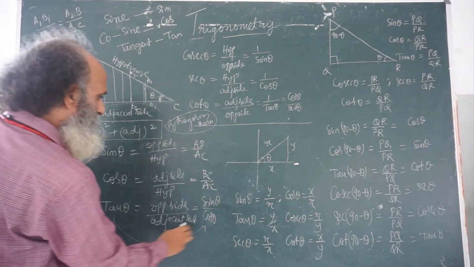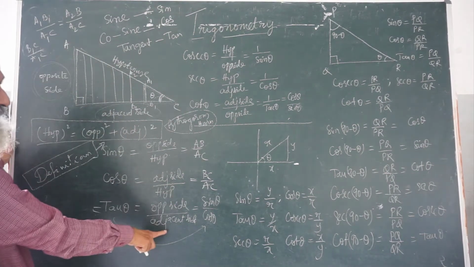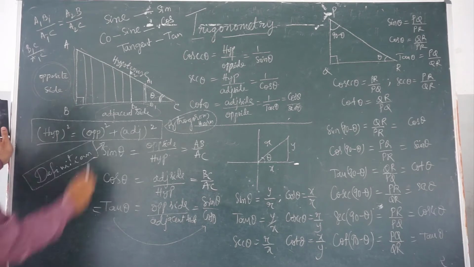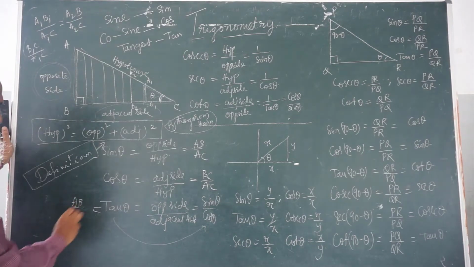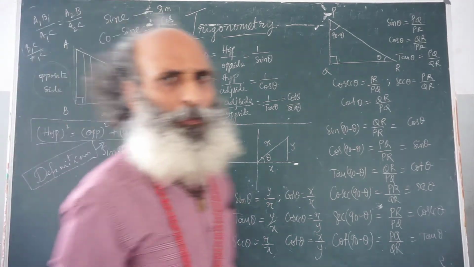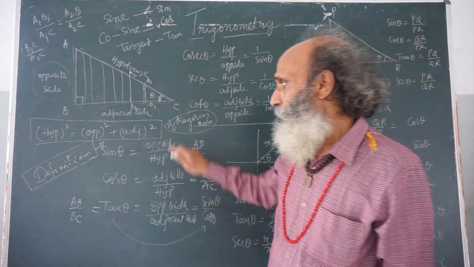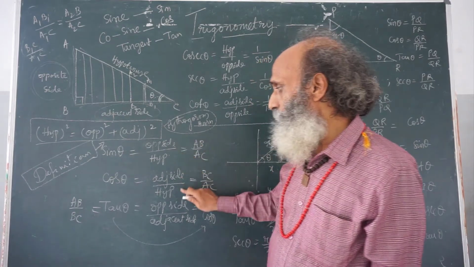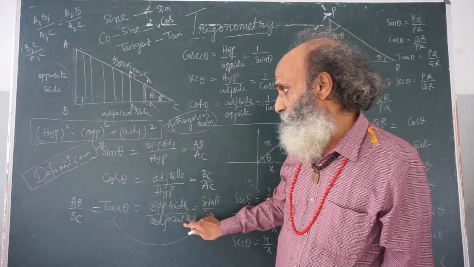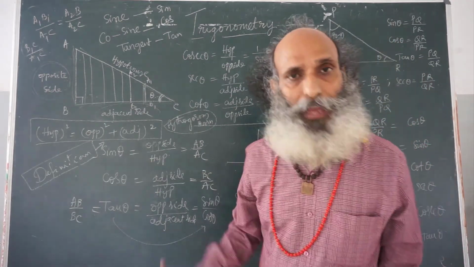So tan theta is equal to opposite side by adjacent side. What is the opposite side? AB and the adjacent side BC. You must always remember sin theta, cos theta, tan theta as opposite side by hypotenuse, adjacent side by hypotenuse, opposite side by adjacent side. Don't remember them as AB by AC, BC by AC, AB by BC like that.